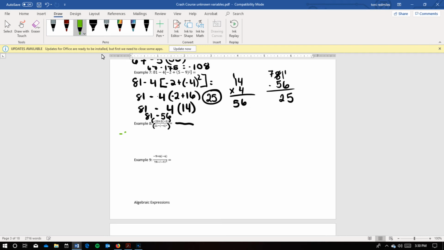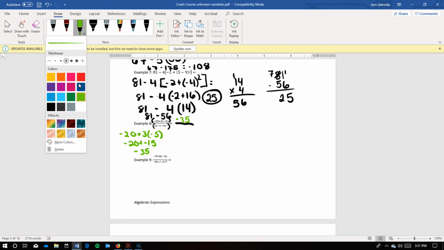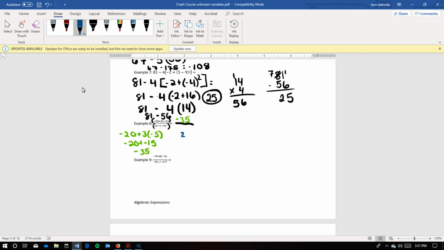So I'm going to do the top. Let's just work out the top. So now I got to apply order of operations within the numerator of my fraction, okay? So the first thing I do is the multiplication. 3 times a -5 is a -15. My numbers are both negative, so I'm going to add, getting 35, and take the sign, which is negative. So now I've finished my top. I like to change my color so I don't get things confused. I'm going to do my bottom in blue.